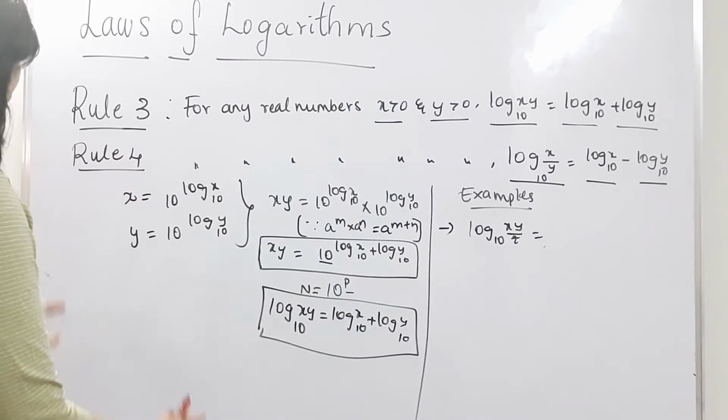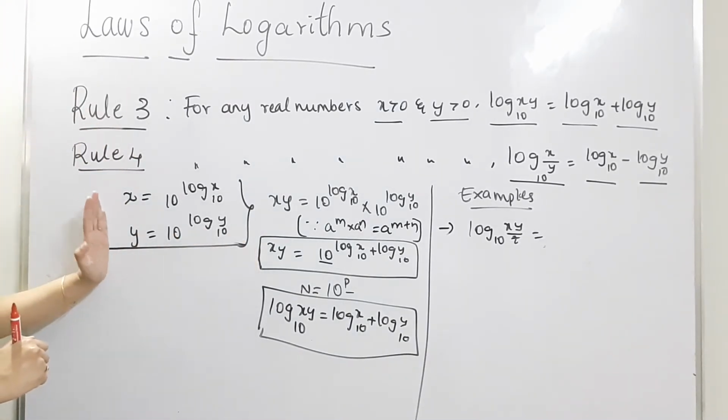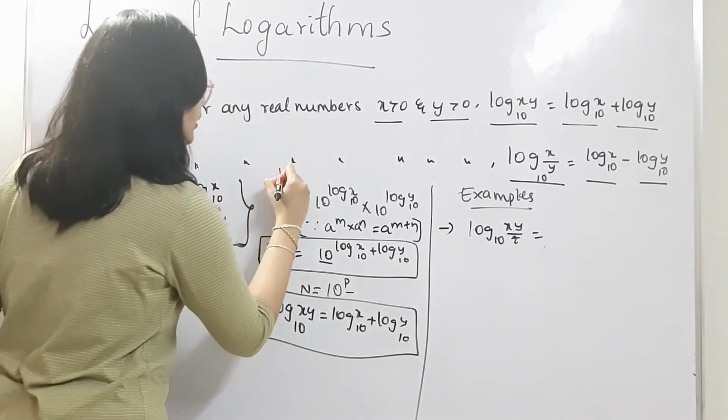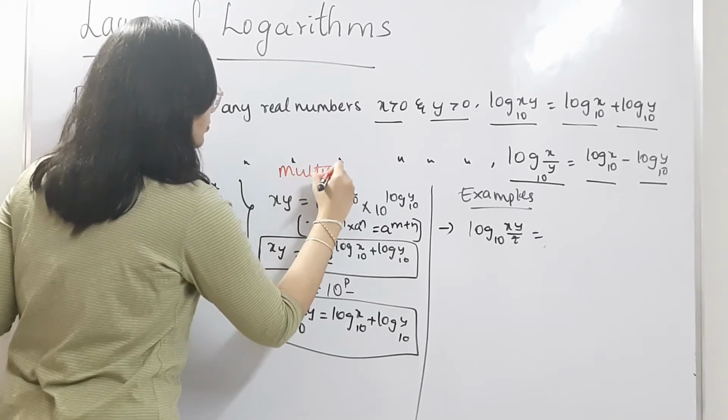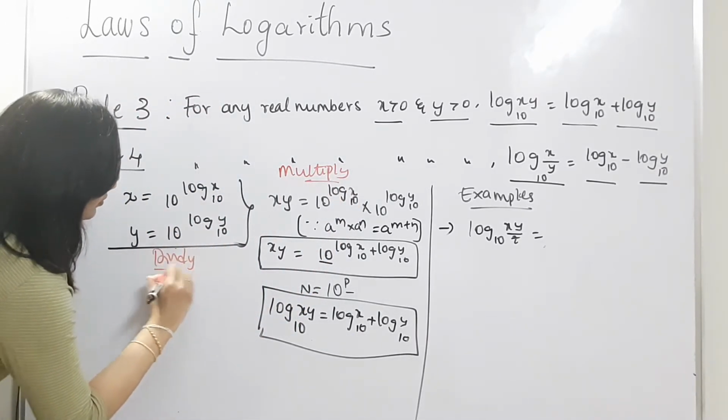Okay. Now, using this only, with x and y as before, let's try to divide these two. Here we were multiplying. Now here we are dividing.